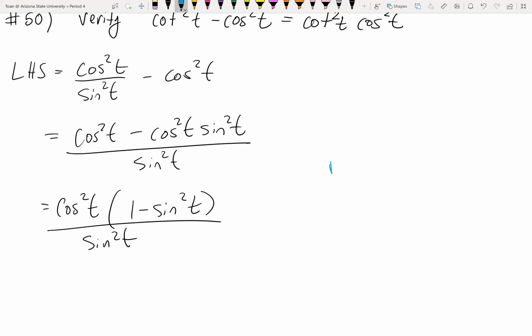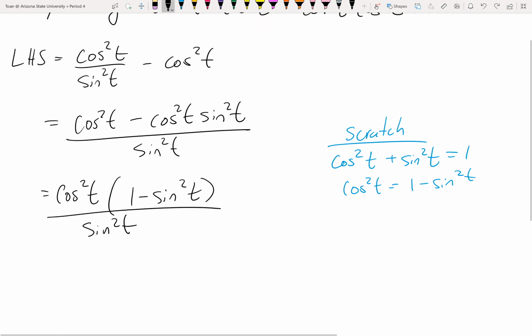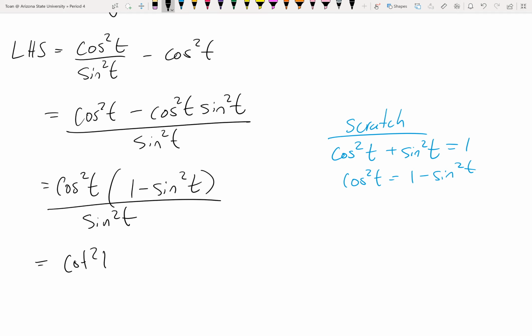Now we recall, so this is my scratch work, or my thinking, our Pythagorean identities. We know that cosine squared t plus sine squared t equals 1. So if I subtract the sine squared over, I should know that 1 minus sine squared t is precisely cosine squared. And notice what we also have here: cosine squared over sine squared. That, by definition, is cotangent. I think we're done. We got it. So this is cotangent squared, and then this piece here we said was cosine squared, which is the right-hand side.